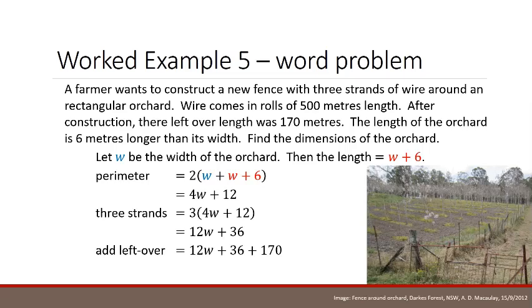And then we're told that there's leftover to make up the roll. The leftover is 170 metres. So we put all that together, simplify it, and make that equal to a roll of wire, which is 500. So 500 equals 12W plus 206, where we just added 36 and 170 to get 206. And there's our equation. Now we're in familiar territory. We know how to solve that. It's a simple linear equation, and it'll take 2 steps. But please, before we go into the next slide, just review what we've seen here. You can pause the video and go back and follow my explanation.